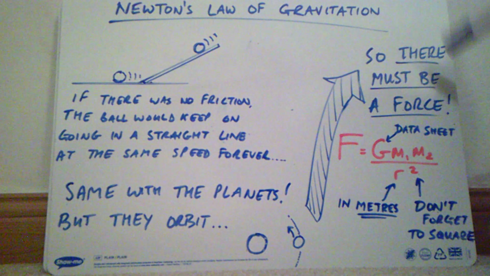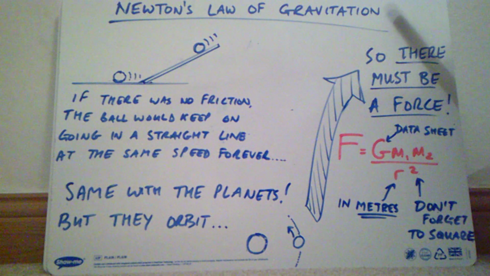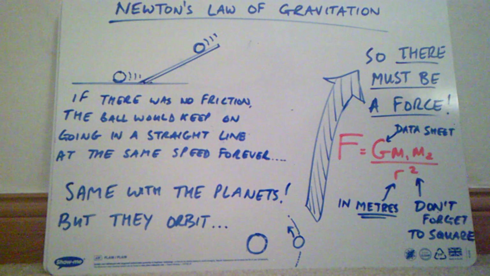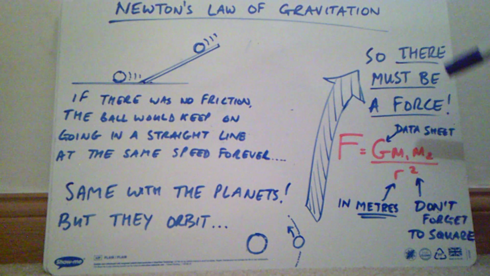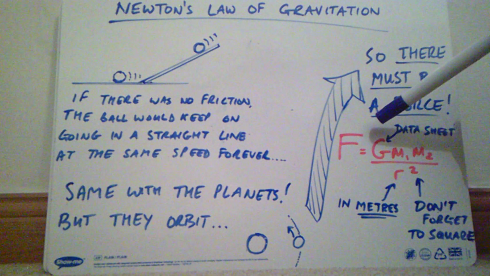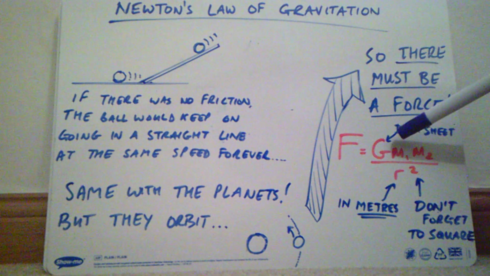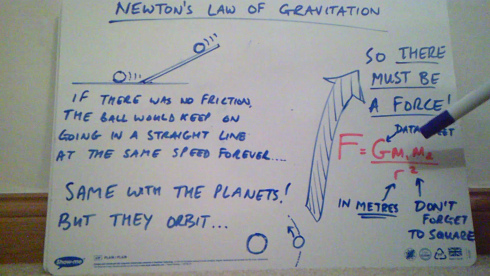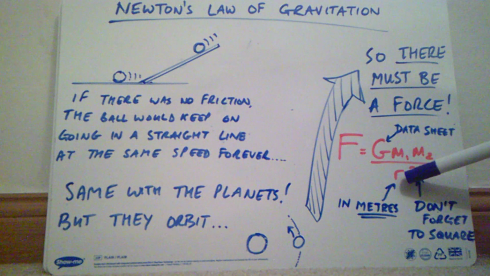So there must be a force, and the force is gravity, and Newton's law of gravitation gives us a way of calculating this. So the gravitational force is the gravitational constant, big G, and that's on the data sheet, times the mass of the first object times the mass of the second object, all divided by the distance between the two centres squared.